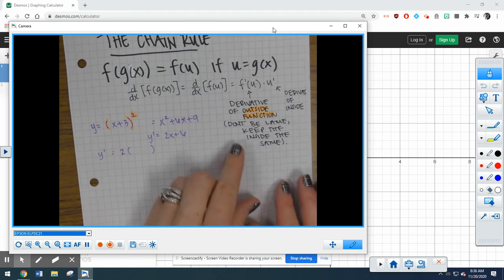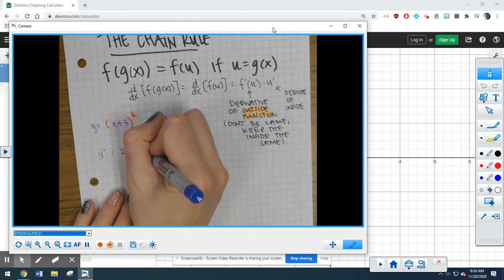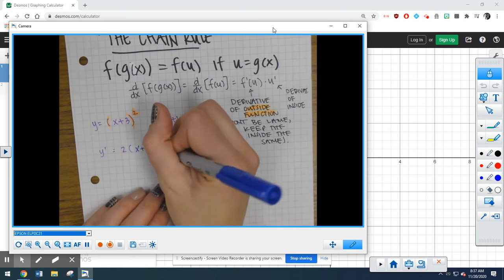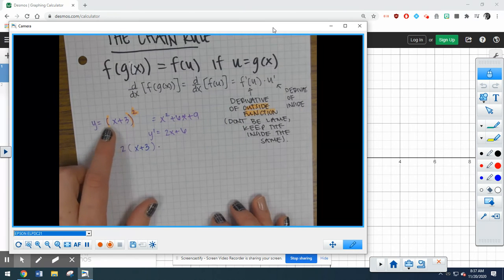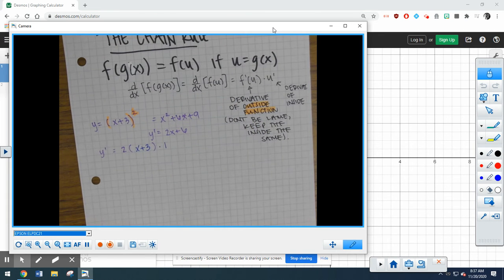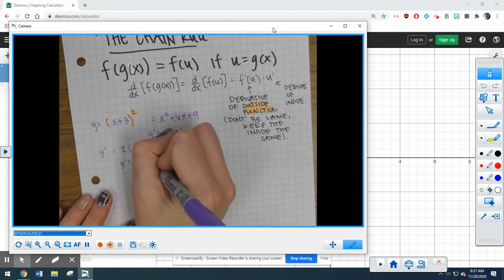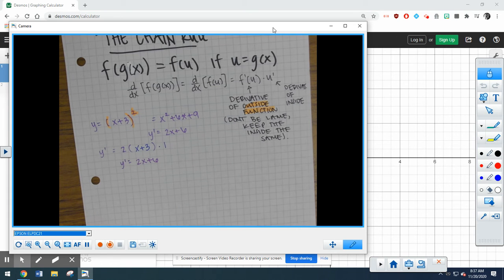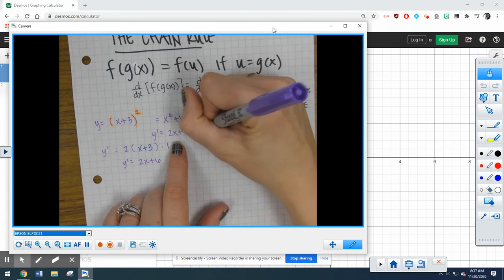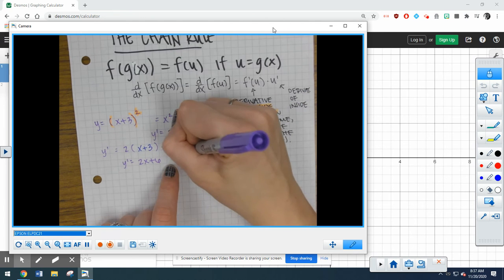Now, this piece of it says, don't be lame, keep the inside the same. So we're going to keep an x plus 3 in here. And then the last part of that is to multiply by the derivative of the inside. Well, the derivative of the inside would be 1. We can simplify. And when we simplify this by distributing in my 2, I get 2x plus 6. So two different ways to do this. We could expand it and take the derivative using the power rule. Or use the chain rule.